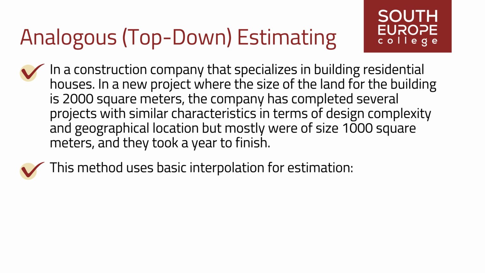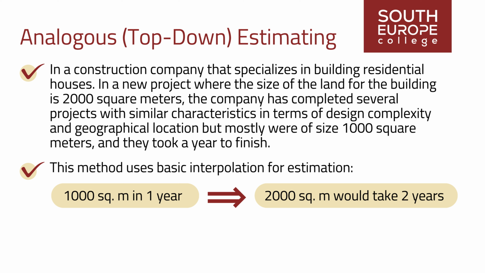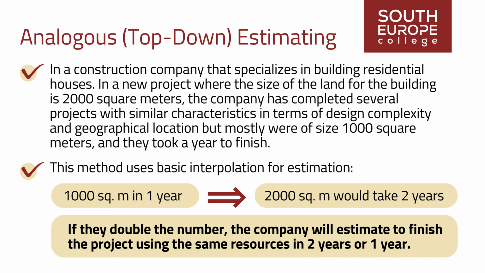This method uses basic interpolation for estimation. If 1,000 square meters takes 1 year, then 2,000 square meters would take 2 years. If they double the number, the company will estimate to finish the project using the same resources in 2 years.